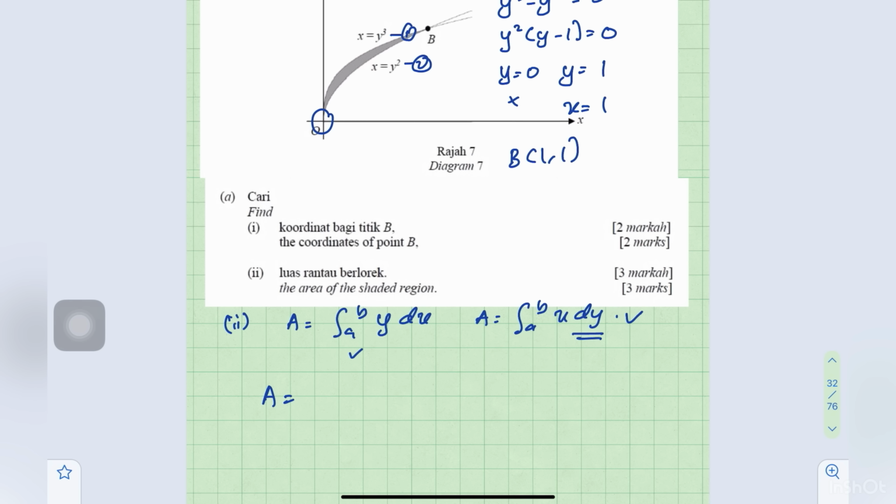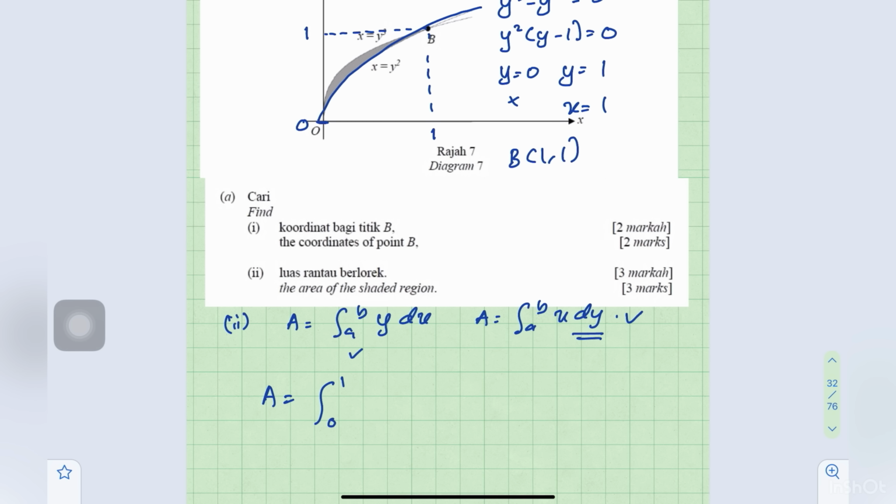Okay, so kita kena tengok dulu kat sini lah. This one, about y. So, ni dia punya lower limit is 0, upper limit, just now kita tahu point B is 1, 1. So, ni 1, ni 1. Okay, so then the shaded region is this area, semua. So A dia lower boundary is 0, upper limit is 1.